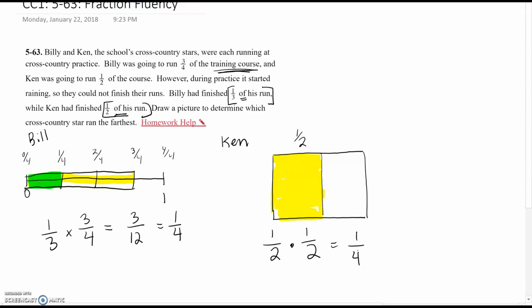If we were going to draw it out, here's a half. If he was going to do half of that, you want to make sure that they're all broken into equal size pieces. Here's the half of the half that Ken was going to run. So you can see that they're both equal.